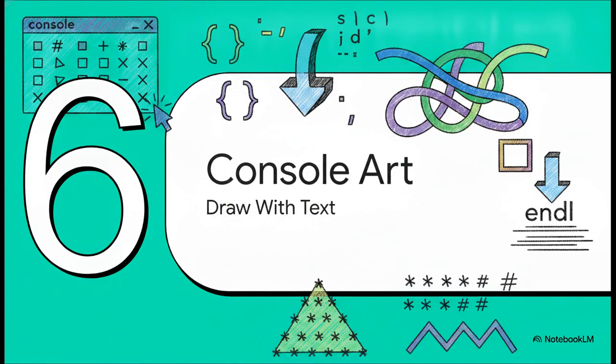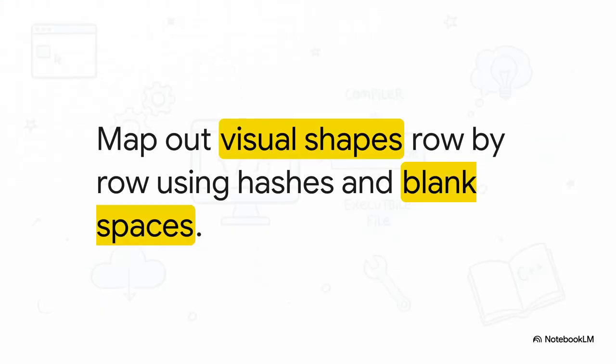Which brings us to the fun part. Section 6, creating console art. Let's put absolutely everything we've learned together. We're going to use our knowledge of strings, blank spaces, and that endl command to control exactly where characters appear on the screen, allowing us to draw some pretty cool visual patterns.